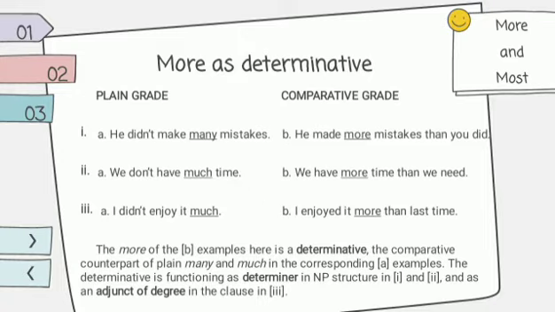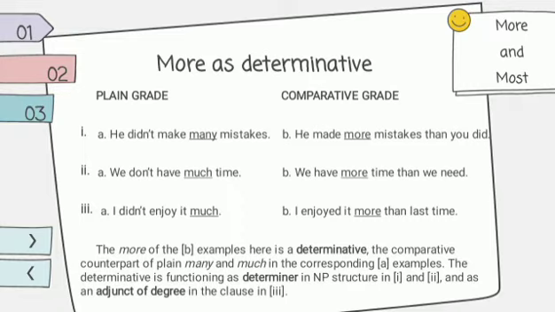The word more of the B examples or comparative grade here is determinative. The comparative counterpart of plain many and much in the corresponding A examples. The determinative is functioning as a determiner in noun phrase structure in the first and second example, and as an adjunct of degree in the clause in the third example.